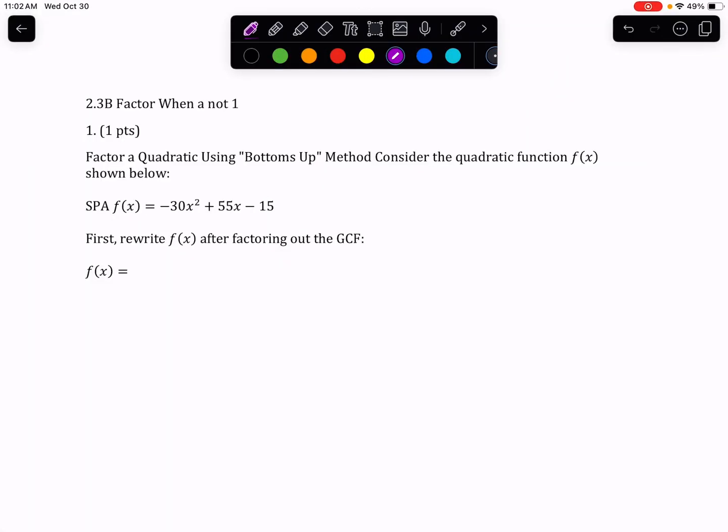This video will help us understand the method or steps to the bottoms-up method of factoring a quadratic. The first step is always look for a GCF. Step 1, look for a greatest common factor.